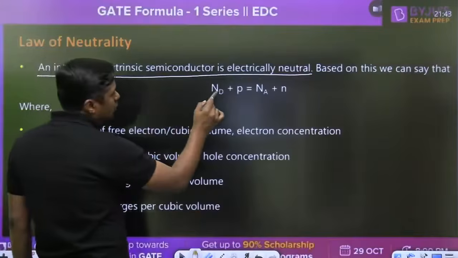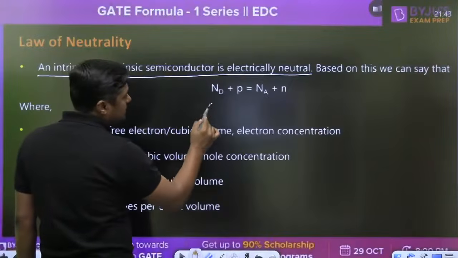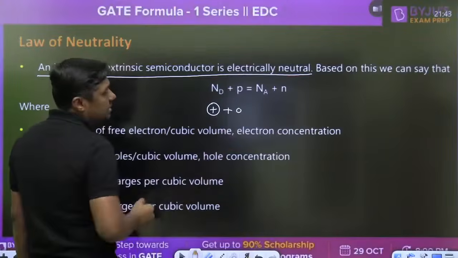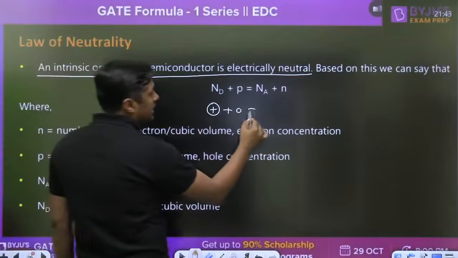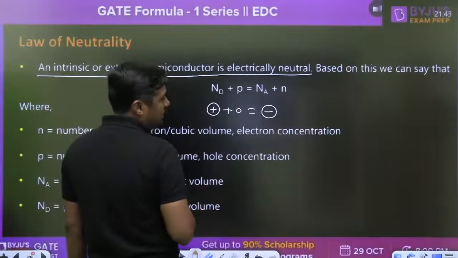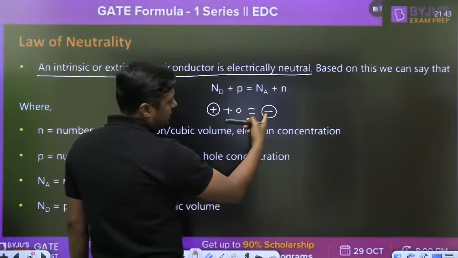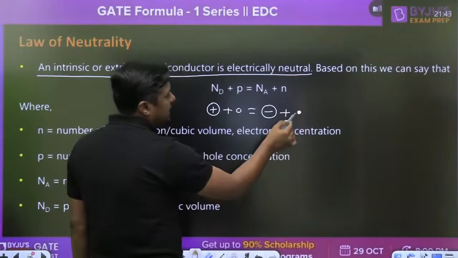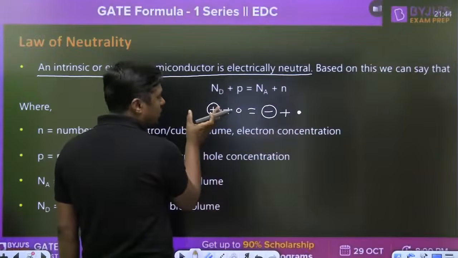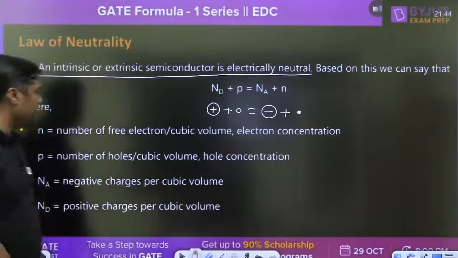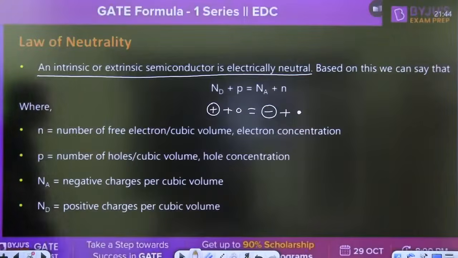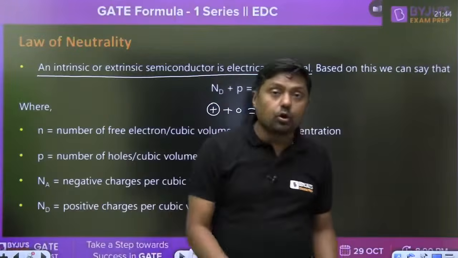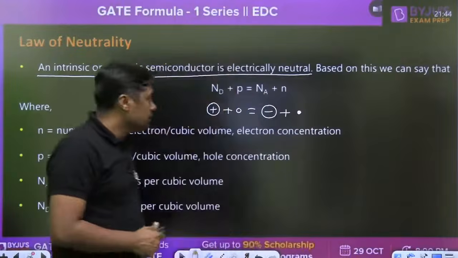Nd is called the donor ion. It is a positive charge, represented by this symbol. Hole, represented by this symbol, is again a positive charge. Na is the acceptor ion, trivalent, because of the trivalent atom it is a negative charge, and the electron is represented by a dot, which is again a negative charge. So the concentration of positive charge is equal to the concentration of negative charge. Okay. These are the important formulas related to this.